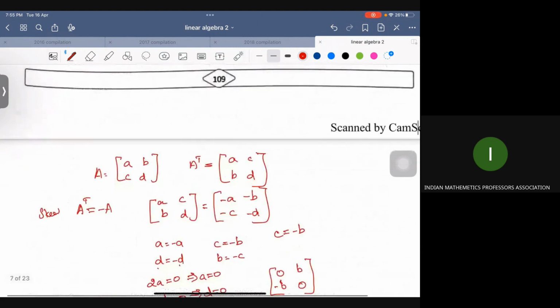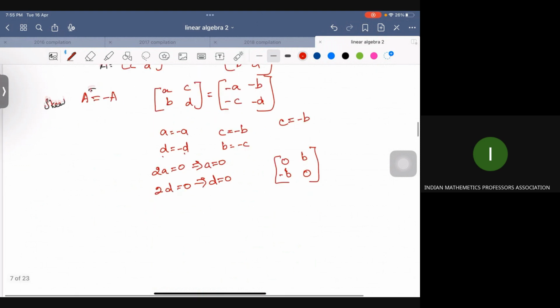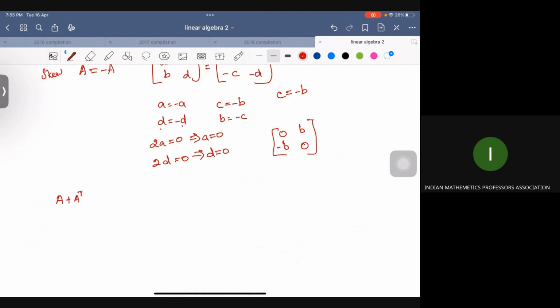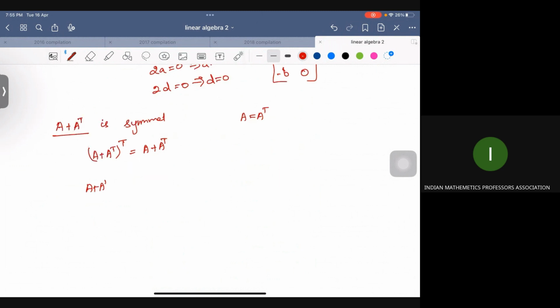Let us take one condition. In order to prove something, you should take the general form. In order to prove it is false, you can take examples. Here we are going to prove A plus A transpose is symmetric. A matrix A is said to be symmetric if A equal to A transpose. So we take A plus A transpose, the whole transpose. The transpose of A plus B is A transpose plus B transpose, so this is A transpose plus A transpose transpose. Here A transpose of transpose is nothing but the same matrix A. So A plus A transpose, the whole transpose, is equal to A plus A transpose. Then the matrix A plus A transpose is symmetric.